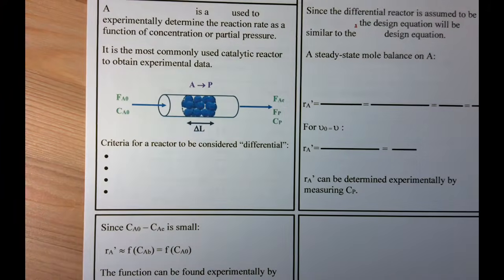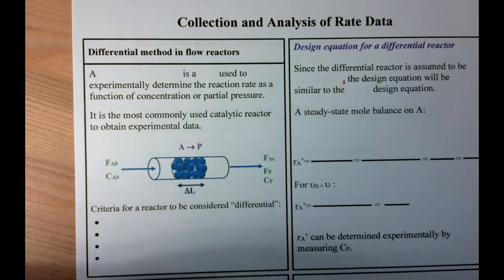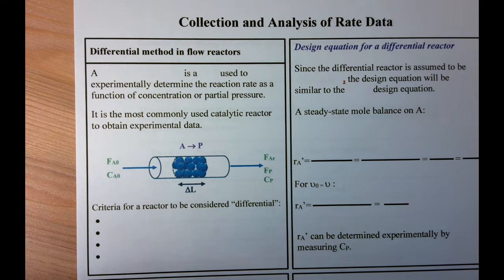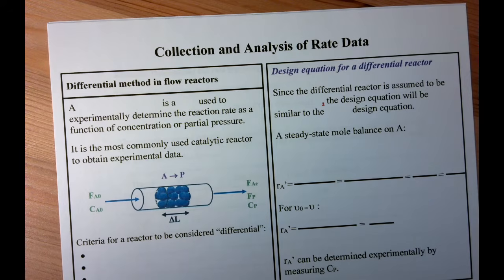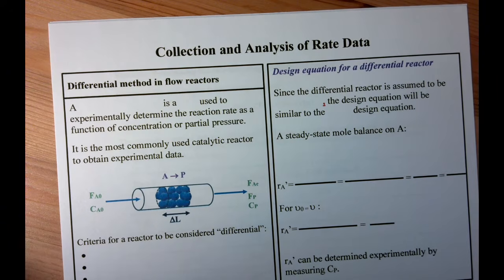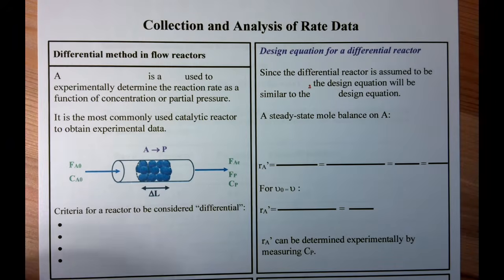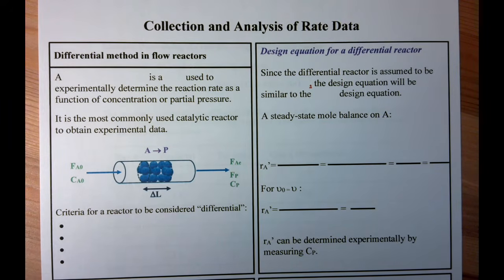Okay, so heterogeneous reactions. In a heterogeneous reaction, the type of reactor that we use is different. We don't use batch reactors anymore, but we still need to use packed bed reactors or flow reactors in order to find the experimental data that will then allow us to find the order of the reaction and the rate constant. So let's talk a bit about the type of reactor that we're going to use.